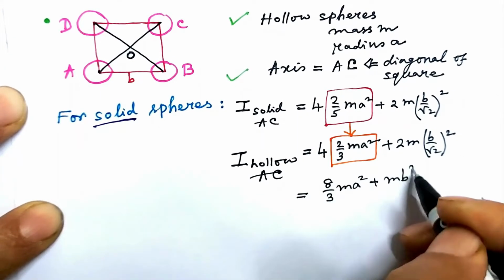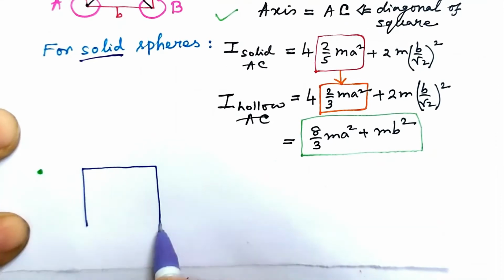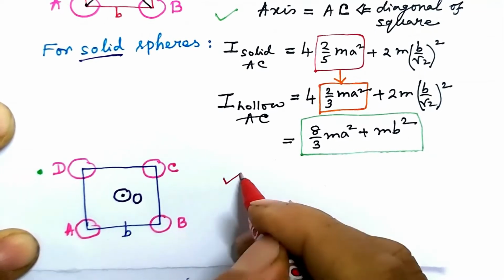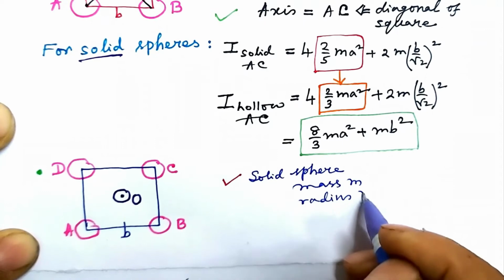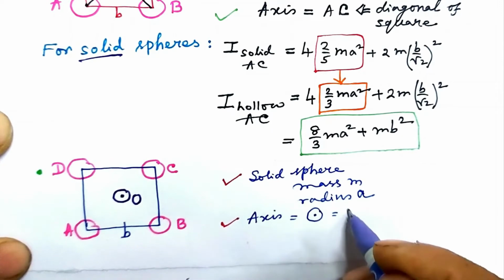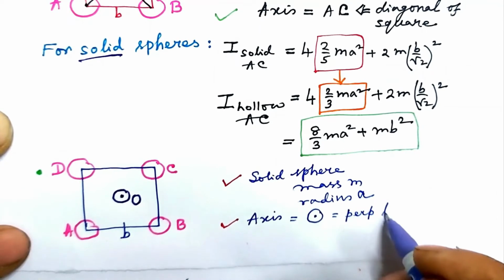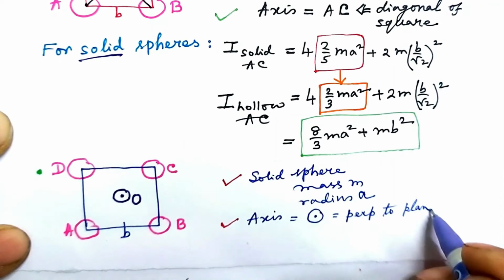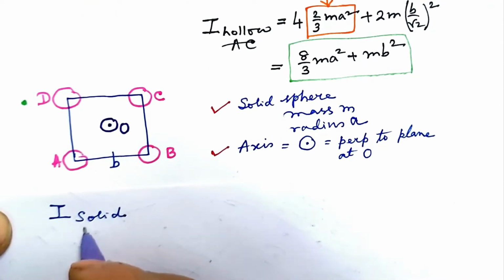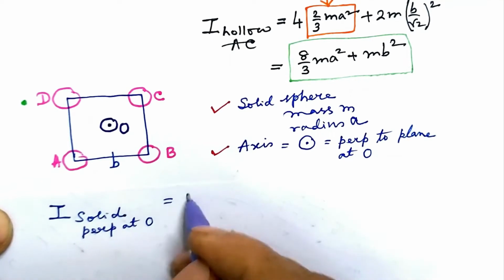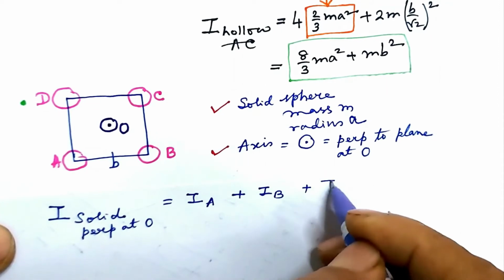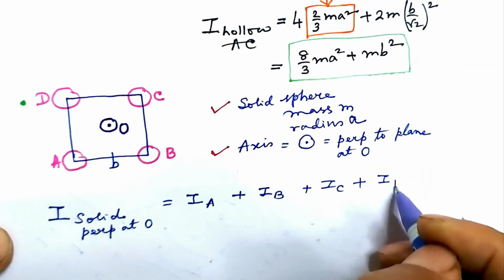So the answer is, next problem. Draw the square with solid spheres at corners, solid spheres of mass M and radius A. The axis is denoted by the symbol, the encircled dot, meaning that the axis is perpendicular to the plane of the paper towards the reader, at point O, the midpoint of the square. Now, the moment of inertia of the set of solid spheres about the axis perpendicular at O is I of sphere A plus I of sphere B plus I of sphere C plus I of sphere D.